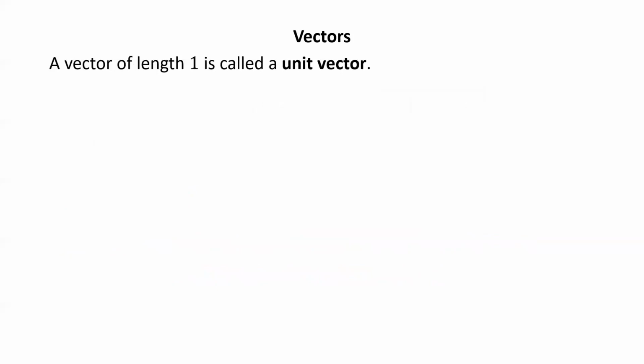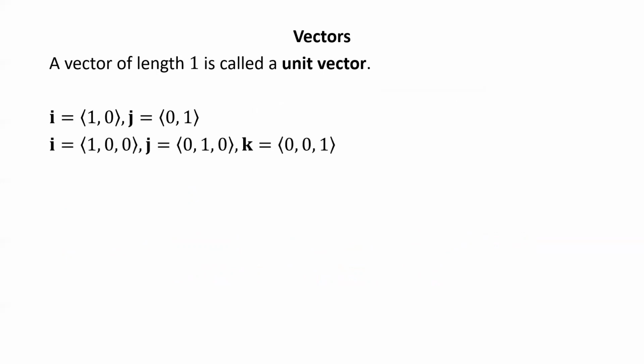A vector of length 1 is called a unit vector. There are 2 special unit vectors in 2 space. We name the vector 1, 0 i. Notice it's a bold-faced i because it's a vector. And similarly, the vector 0, 1, we give the name of j. Similarly, in 3 space, we have 3 special vectors, i, j, and k, for 1, 0, 0, 0, 1, 0, and 0, 0, 1.